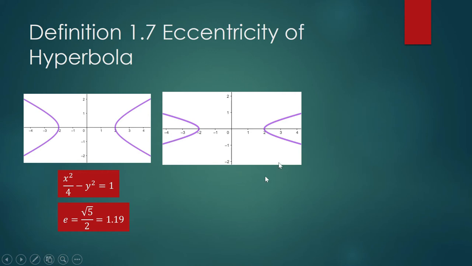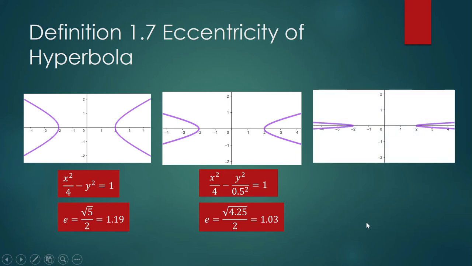This one is a hyperbola defined by this equation. This time, our B squared is less than 1. Our B here is 0.5. Let us see what's going to happen with our eccentricity. Eccentricity is equal to the square root of A squared, that's 4, plus B squared, which is 0.25. Computing for E gives 1.03. How about this one? This is a hyperbola whose eccentricity is equal to 1.001.